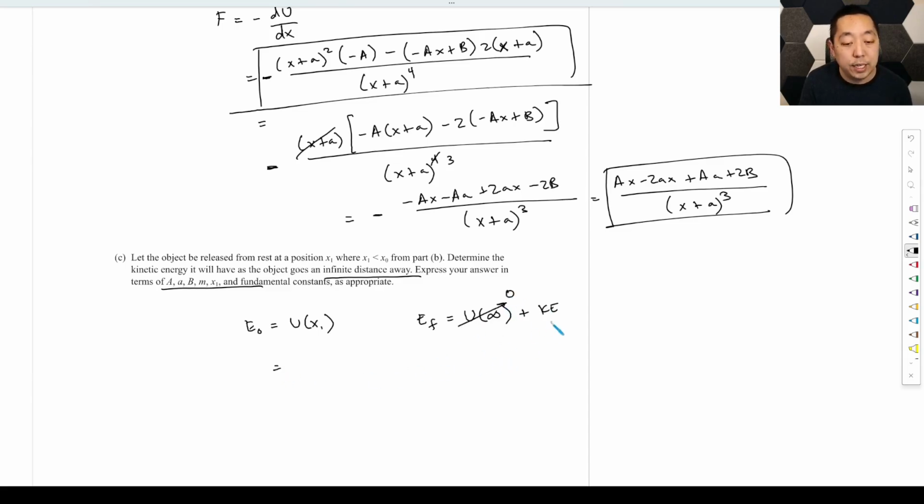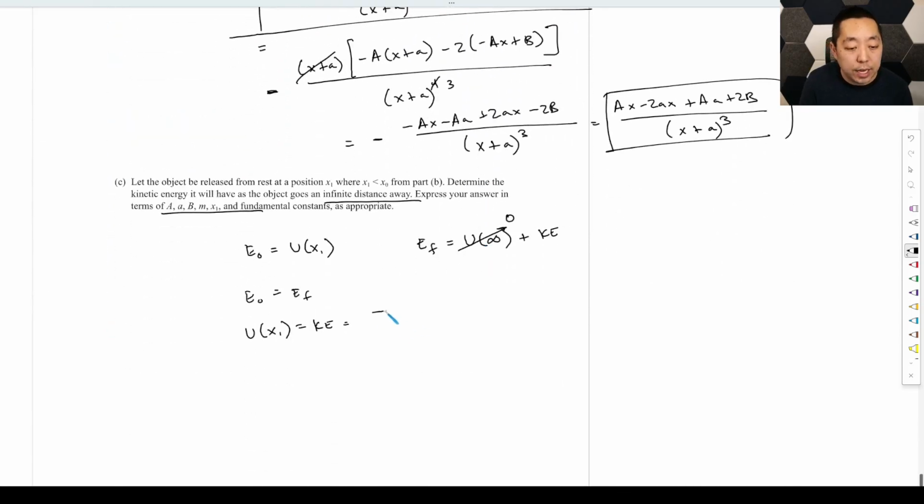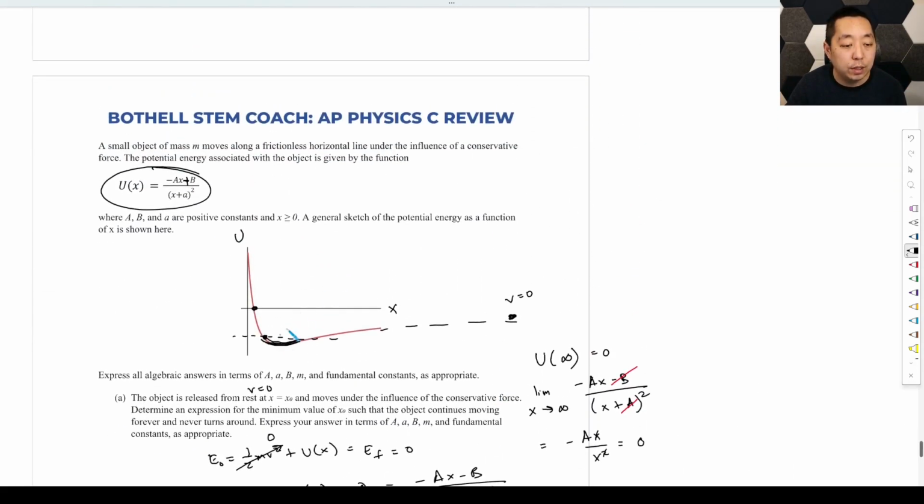So the kinetic energy, because the energy is conserved, is just the potential energy at x1. That's what our kinetic energy is. Okay, so that's just going to be plugging x1 into this expression. So it's going to be negative ax1 plus b over x1 plus a squared. But again, that's just what you want to think about. You want to think about what energy do you have at the start, how much energy do you have at the end, and conservation of energy. And you just want to think about the total energy being constant when you're looking at a graph like that.